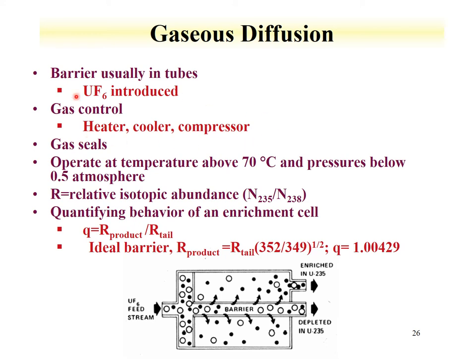Some of the controls of this include heaters, coolers, and compressors to control the gas. Most of the time they operate at above 70 degrees and pressures below 0.5 atmosphere.